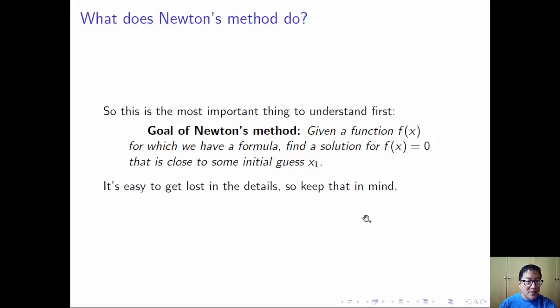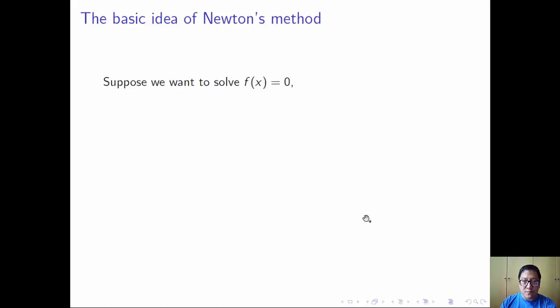It's easy to get lost in the details, and of course when you use this, you're very concentrated on wanting to find that solution and work the thing, but keep in mind what the whole point is. The point is to find a solution for f of x equals 0.